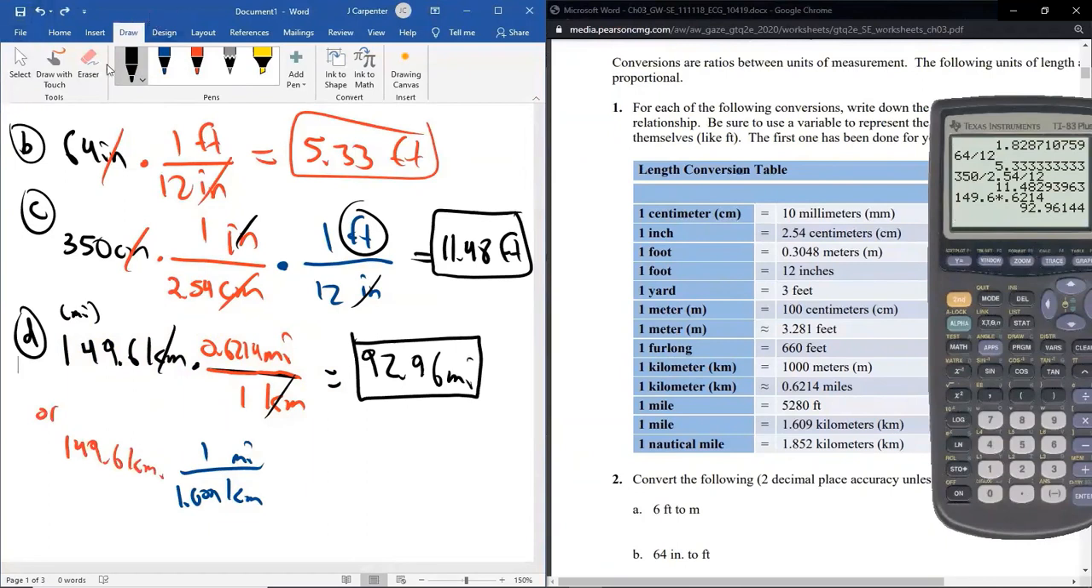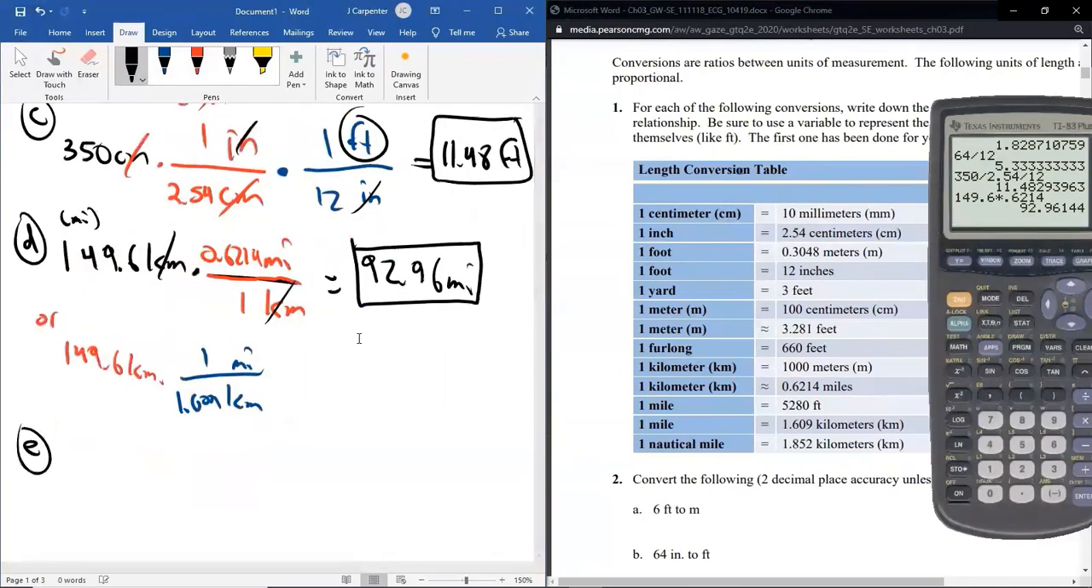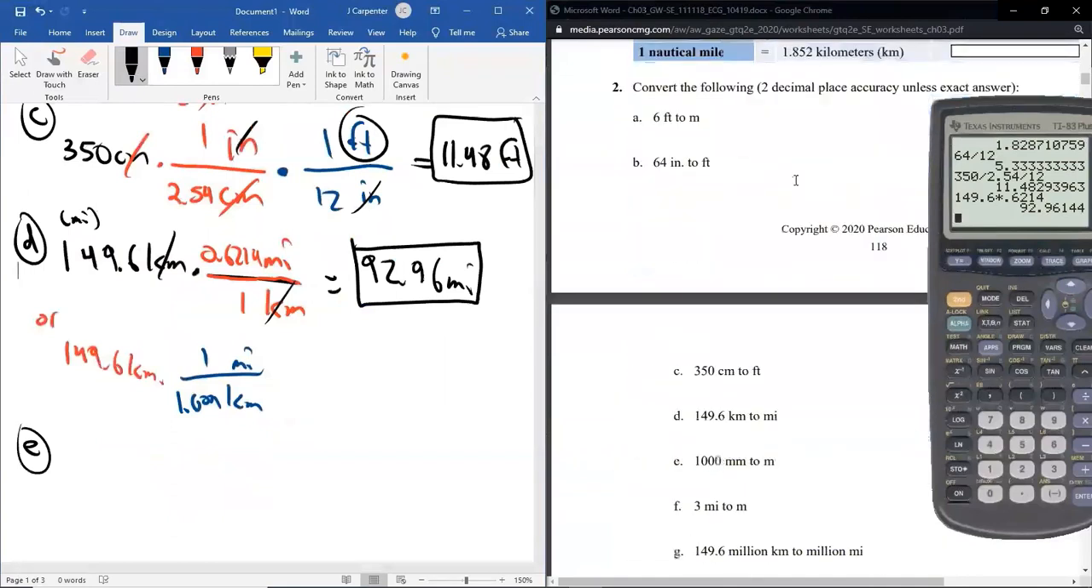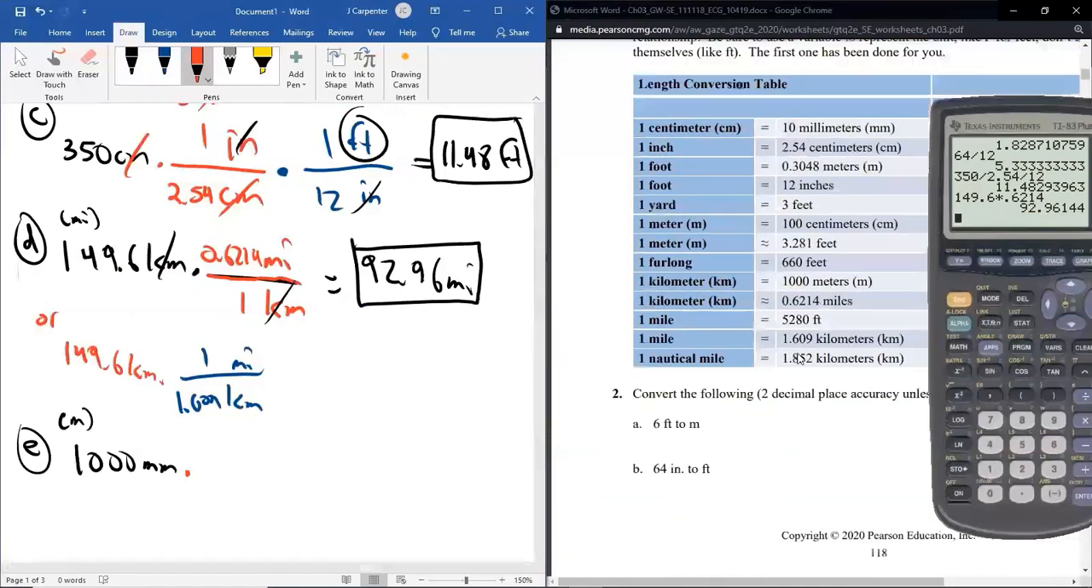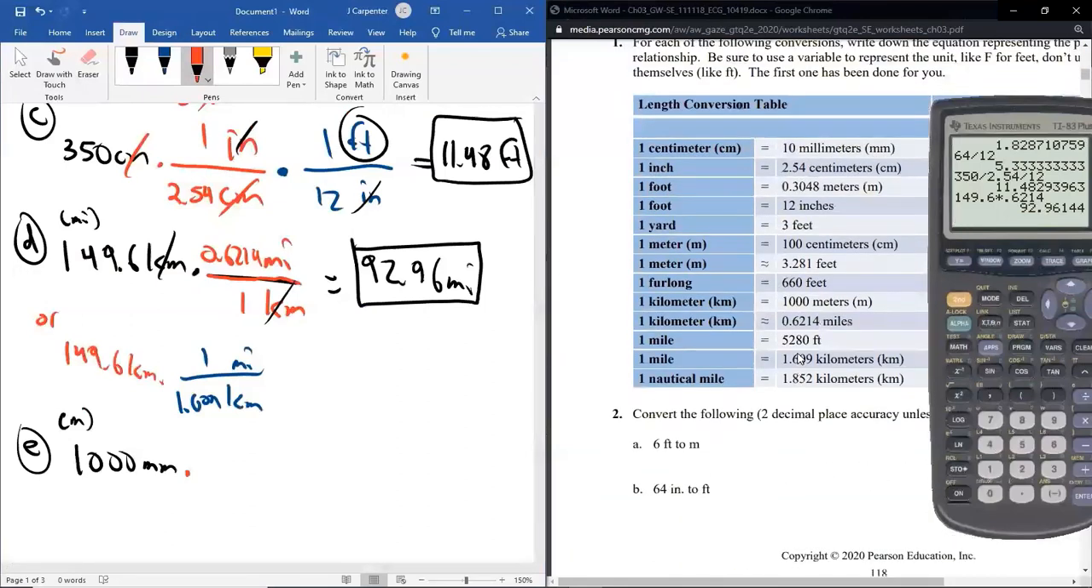All right, E, and this one's kind of interesting. And by interesting, I mean, you can do it a way that's not even in the table. We're converting 1,000 millimeters, and we want to convert this to M, which is meters, not miles. So some of you will know, I hope, that there's 1,000 millimeters to a meter. That is nowhere in this table. So I'm not even going to use this table. I just happen to know that 1,000 millimeters is 1 meter.